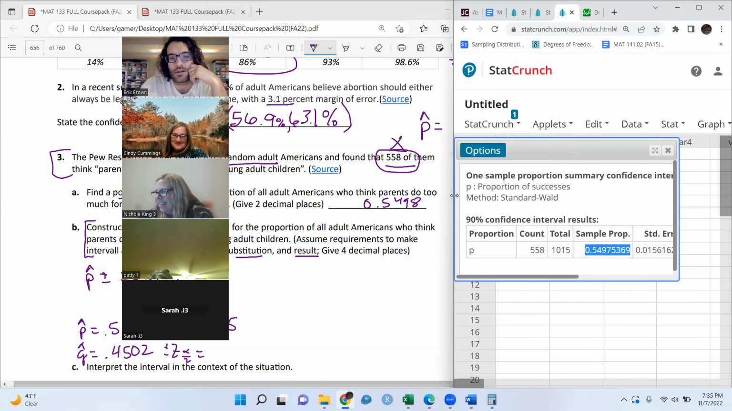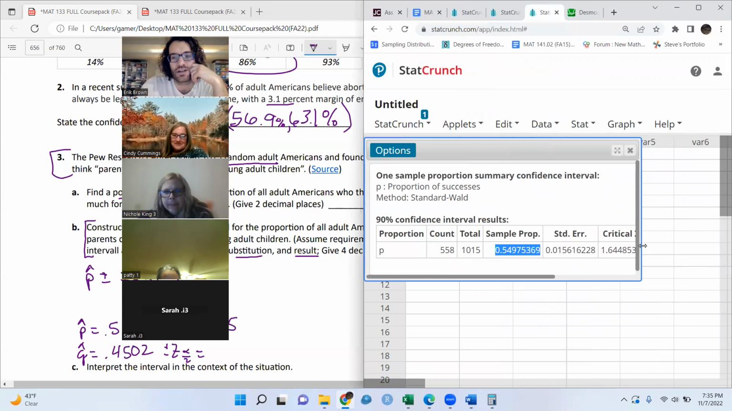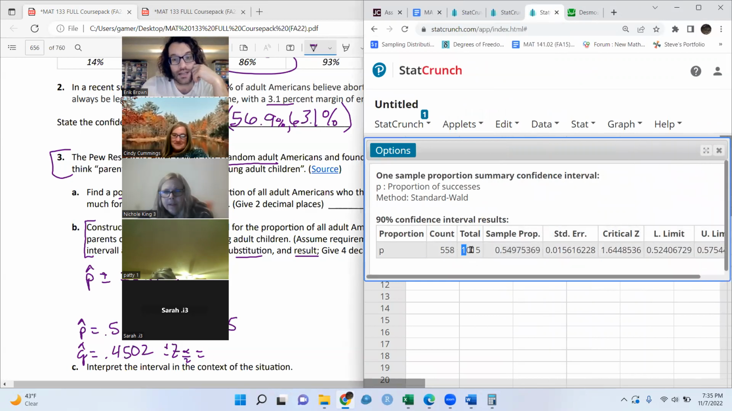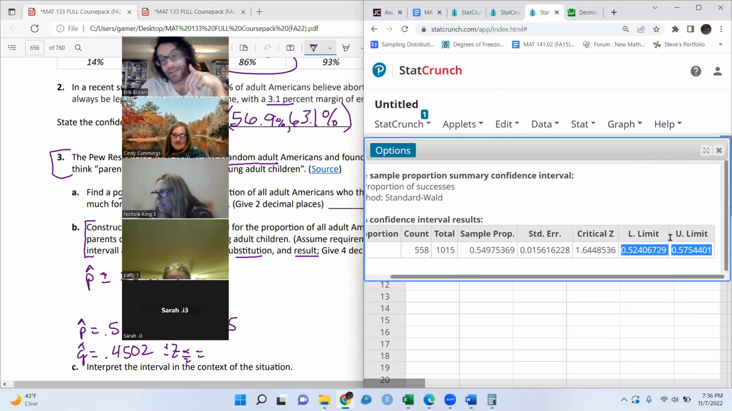So here's the output. And one of the things is making sure you can read the output. Note it gives us the X and the N like we typed in. It then calculates X divided by N. It then gives us the standard error. Remember, that's the square root of P hat times Q hat divided by N. So it does that calculation. It ran the normal calculator and calculated the critical Z value for us. And then it spits out the results labeled as L limit and U limit for lower limit and upper limit.